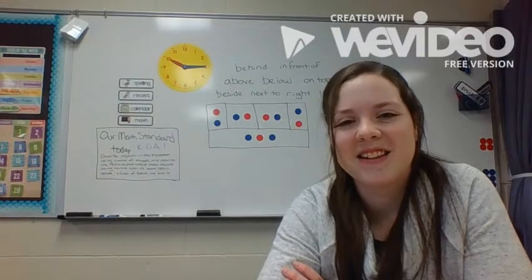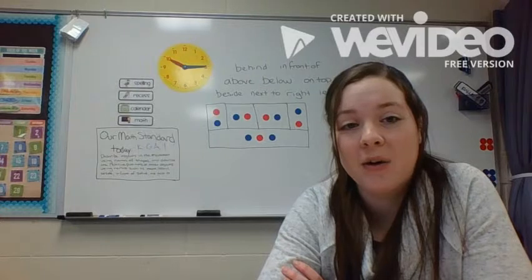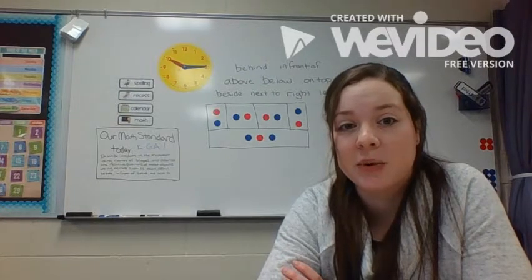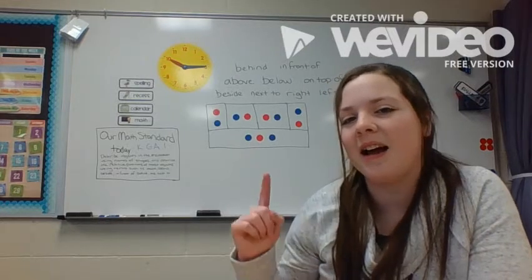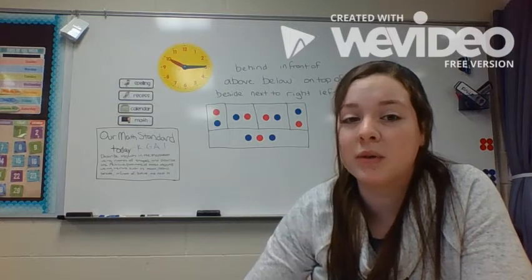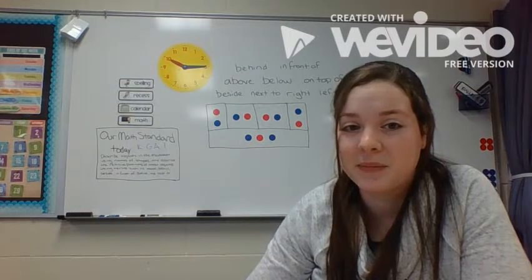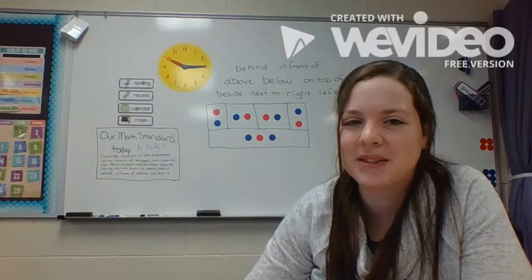Okay, now that you're back again, I thought I would give you a better example of how we can use some of these positional words with a little example. So if you can tell, I have some dots here on the board. And for this example, we're only going to talk about the red dots. We could talk about the blue dots, but for right now, we're just going to talk about the red ones.